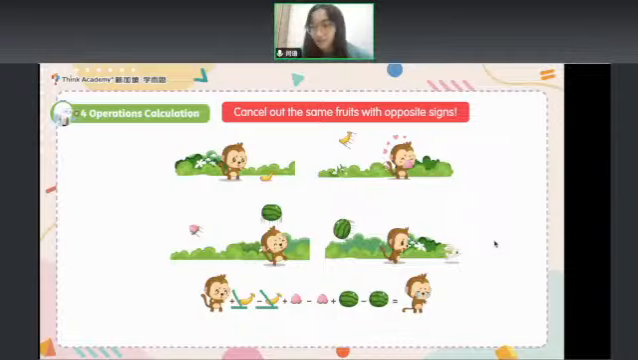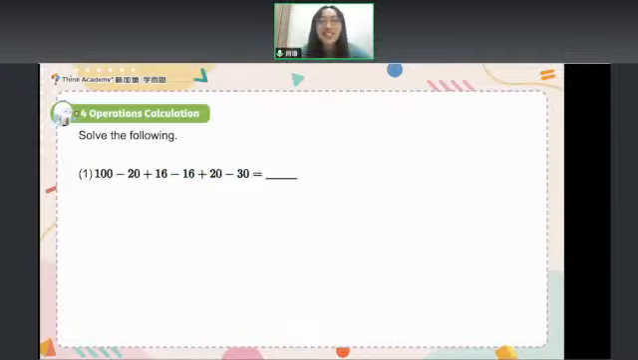Okay. So following this, let's have a look. How can we apply such conclusion to solve the equation quickly? 100 minus 20 plus 16 minus 16 plus 20 minus 30. So what is the final answer here? Okay, maybe you can have a try. This one is super easy, so I only give you 10 seconds. Okay, have a try.